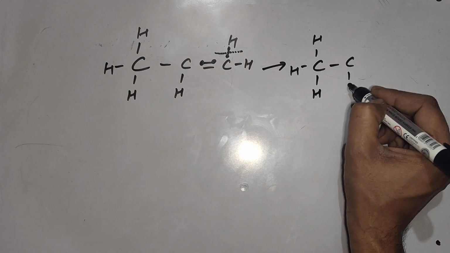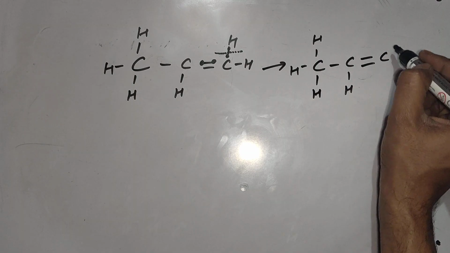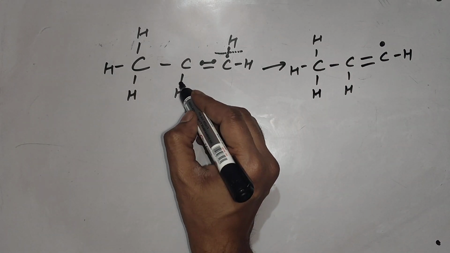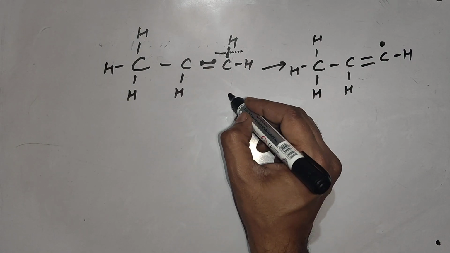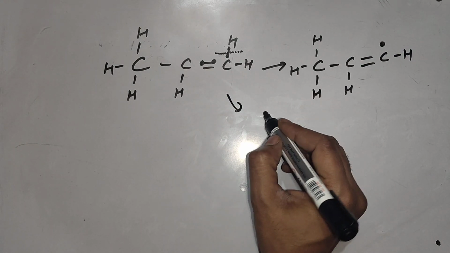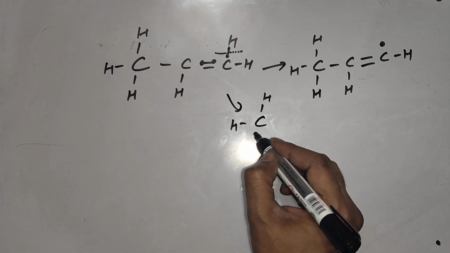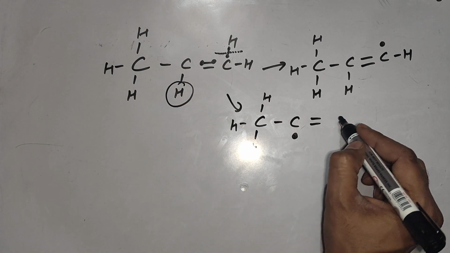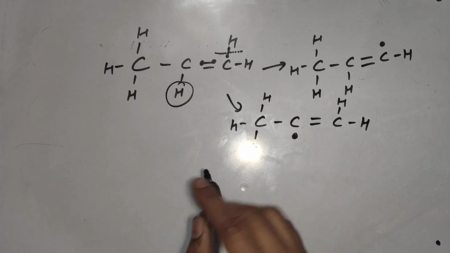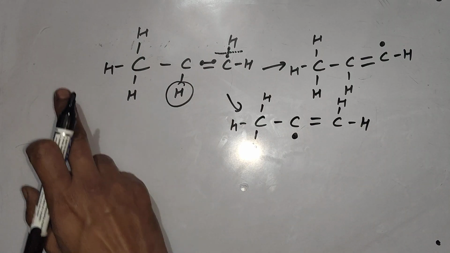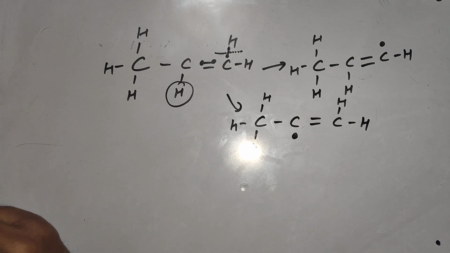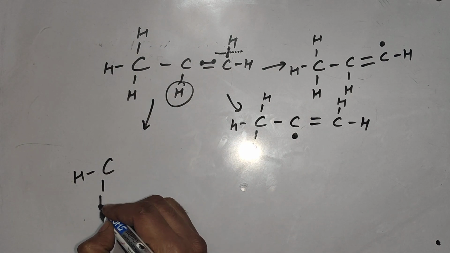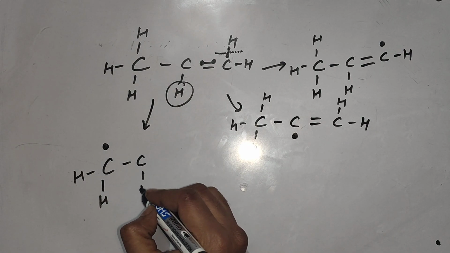So what free radical will generate out here? This one. If this hydrogen is getting substituted, so what free radical will generate out? This free radical. And out of these three hydrogens, if hydrogen is substituted, then this free radical will generate out.